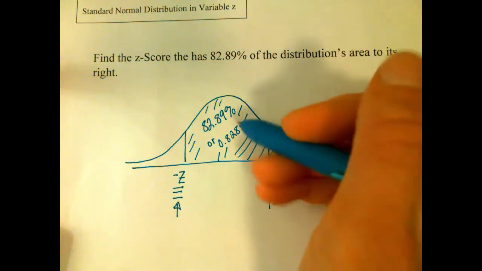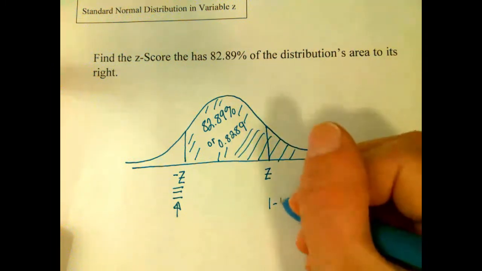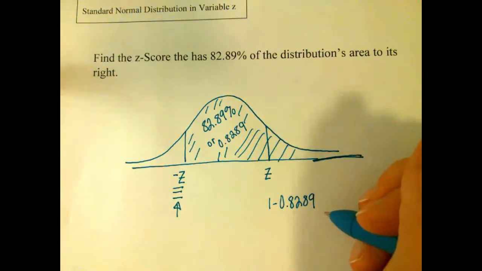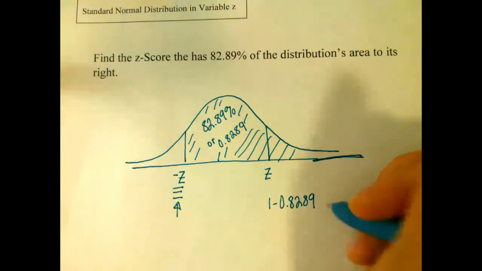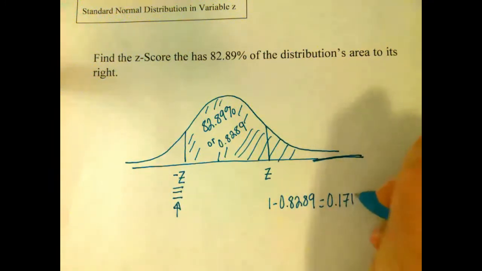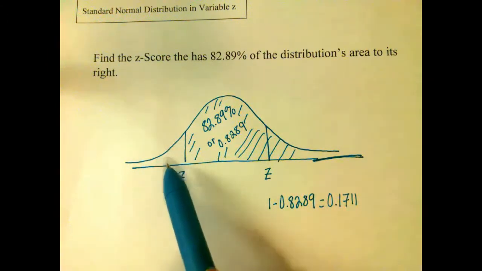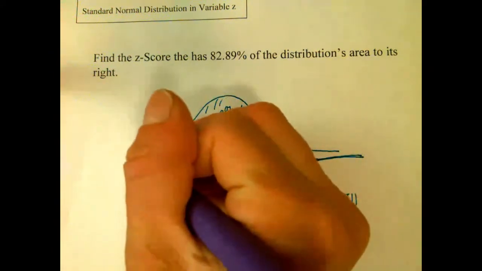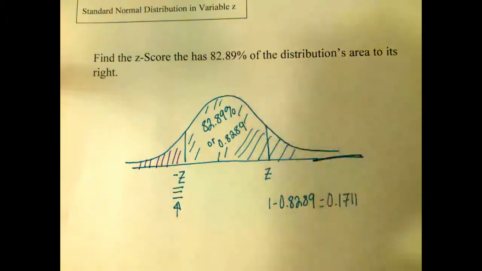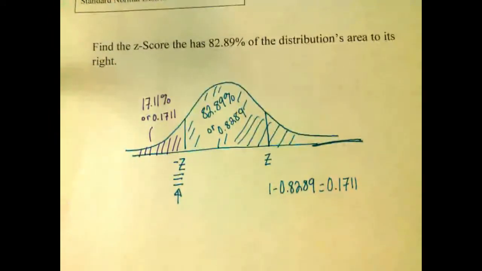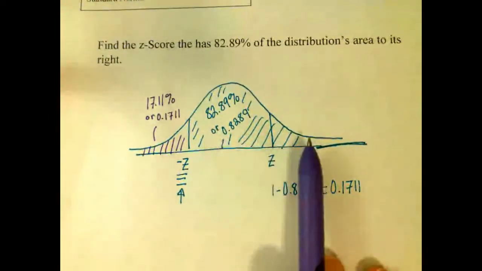So if we do 1 minus 0.8289, we get 0.1711, which tells us the area in this tail of our distribution. So we know now that the area of this tail holds 0.1711. Now we know the area above and we know the area below.